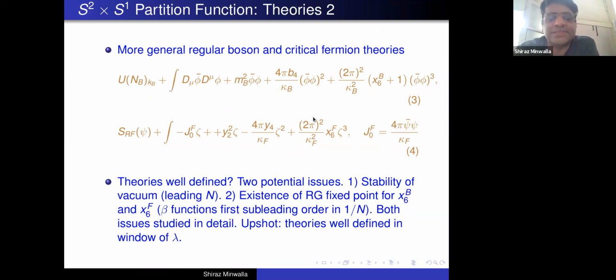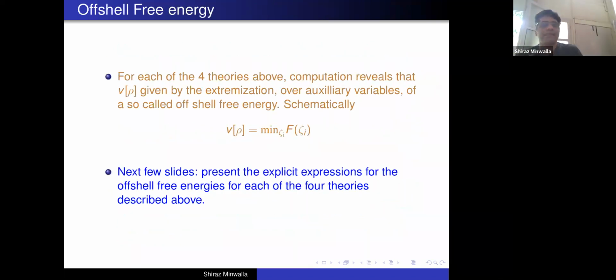If you've not seen these theories before, you might have various worries about them. You might worry whether these theories are stable, whether their effective potential could be unbounded from below, whether they're well defined, whether they follow from deformations of genuine fixed points of the renormalization group, and so on. All this has been studied at least in the large N limit, and in the right range of parameters, there are no problems.